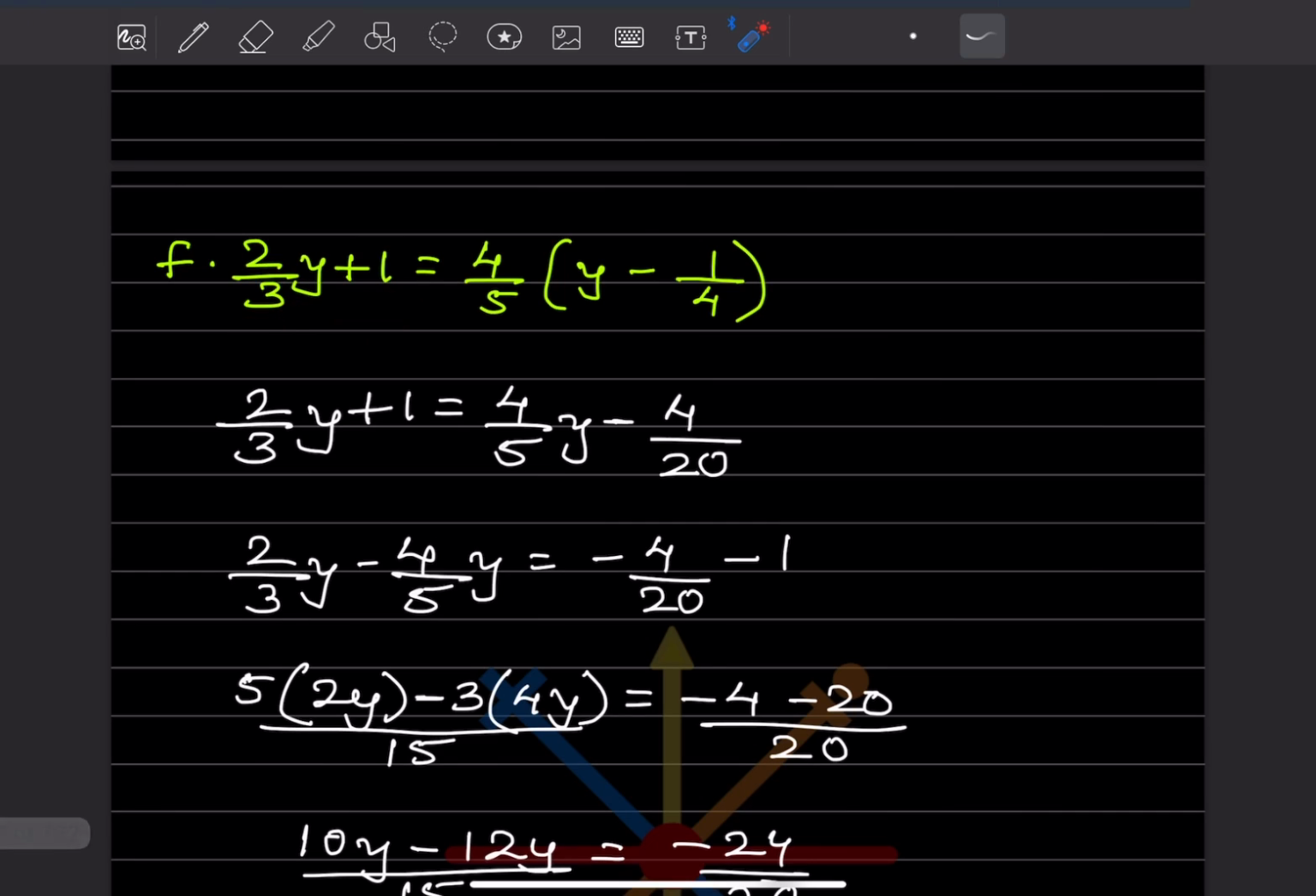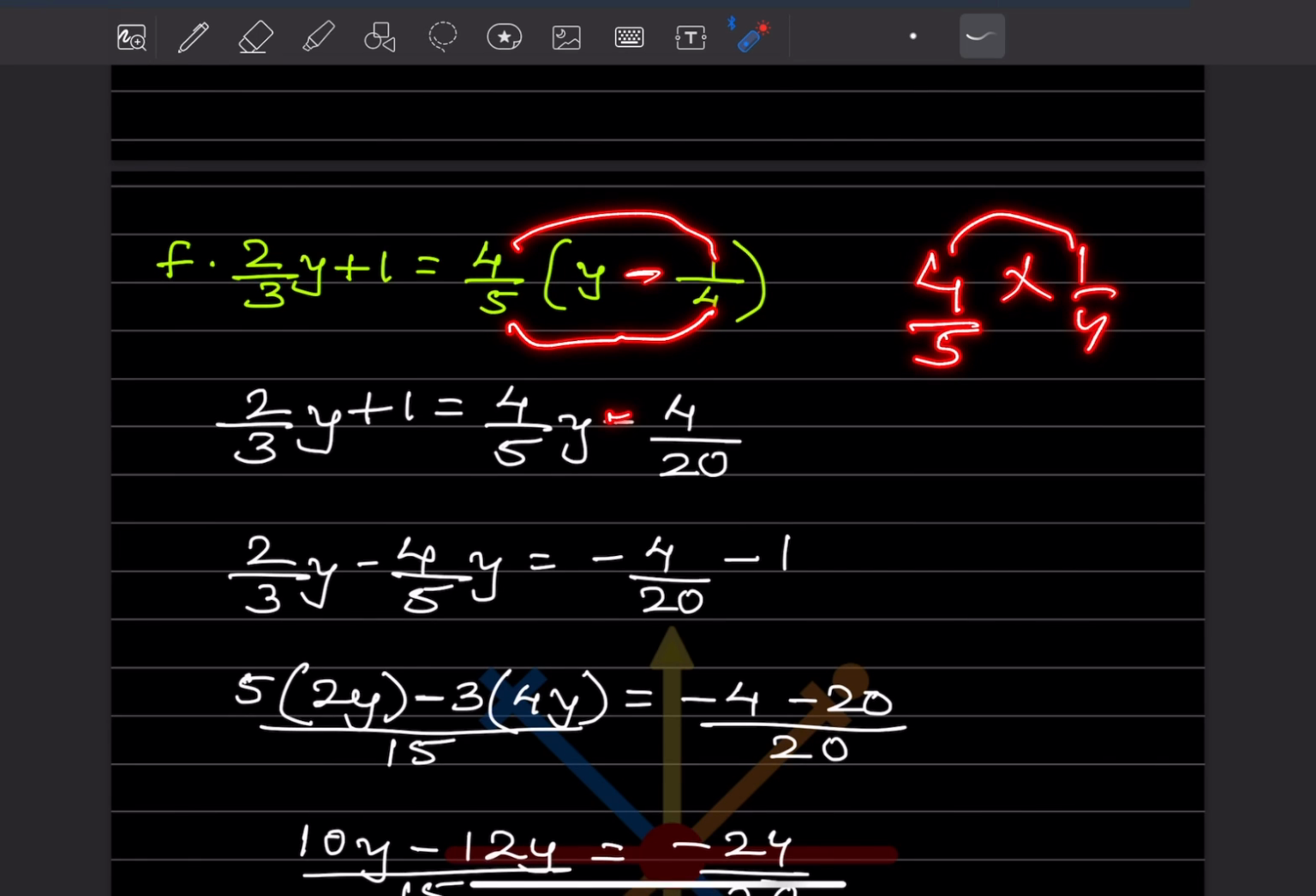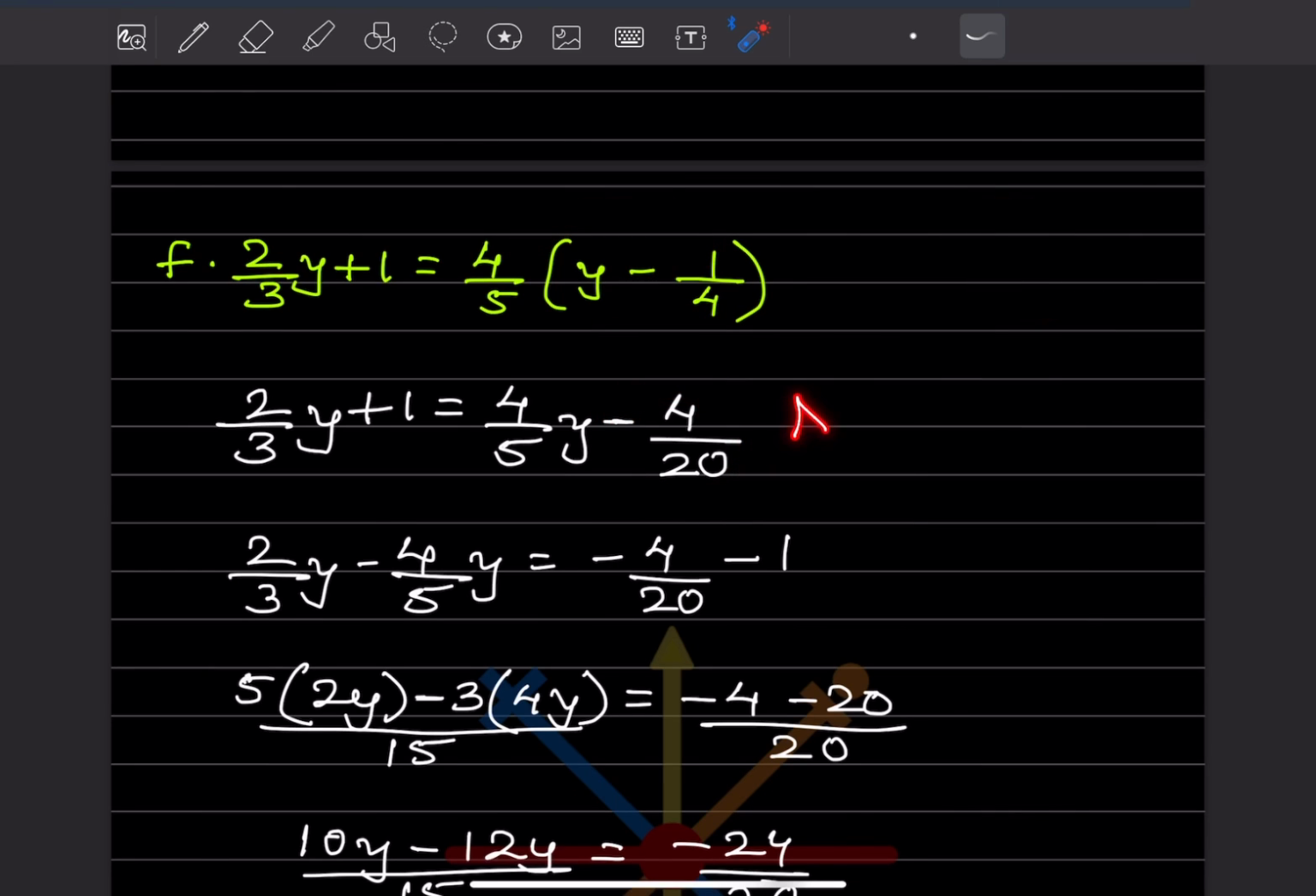Now here there are two terms. Now let us keep this first as it is. First we'll solve this bracket. So this as it is. So this is going to be 4 by 5y, and this is minus sign. And when we multiply this one, now see here, 4 by 5 into 1 by 4. So which is going to be 4 by, always this is multiplication, so this also should be multiplied. So that is going to be 4 by 20. So this is the important step.